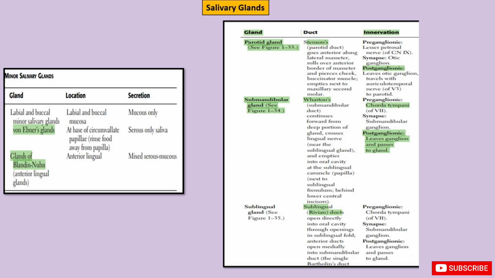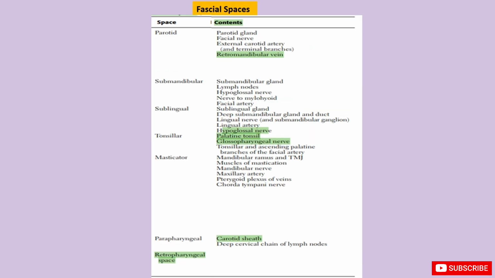Most important is the preganglionic and the postganglionic here for parotid, submandibular, sublingual. Since submandibular, sublingual are very closely associated, you can see both of them are having the same preganglionic and the postganglionic. The synapse ganglia is otic for parotid, submandibular ganglia for both submandibular and sublingual gland, and as we know for lacrimal gland, the ganglia is pterygopalatine. You can also see the minor glands like von Ebner gland, serous only saliva, and glands of Blandin and Nuhn, which are mixed serous and mucous.